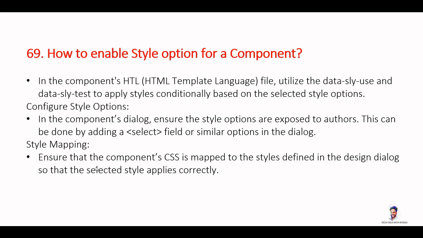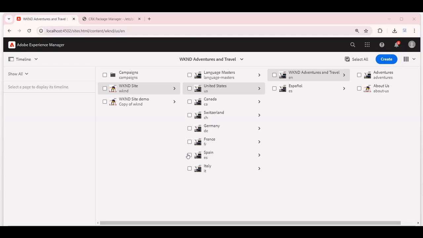Now the next question is: how do we enable style options for a component? This is a little bit theory, but let me also show you in the demo how we can enable it. In the component HTML file, we will use blocks like data-sly-use, data-sly-test, etc., because for different conditions we need to apply different styles. And configure style options in the component's dialog. Ensure the style options are exposed to authors. This can be done by adding a select field. And then finally style mapping: ensure that the component's CSS is mapped to the styles defined in the design dialog. Otherwise, how will the CSS design come into the picture when the author selects one of the designs? Now let's see the demo.